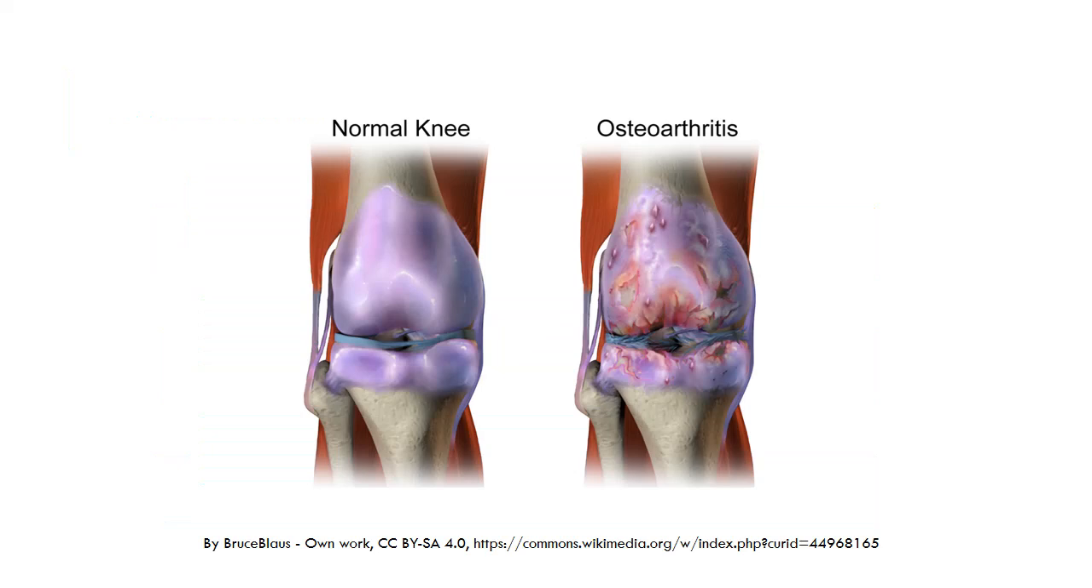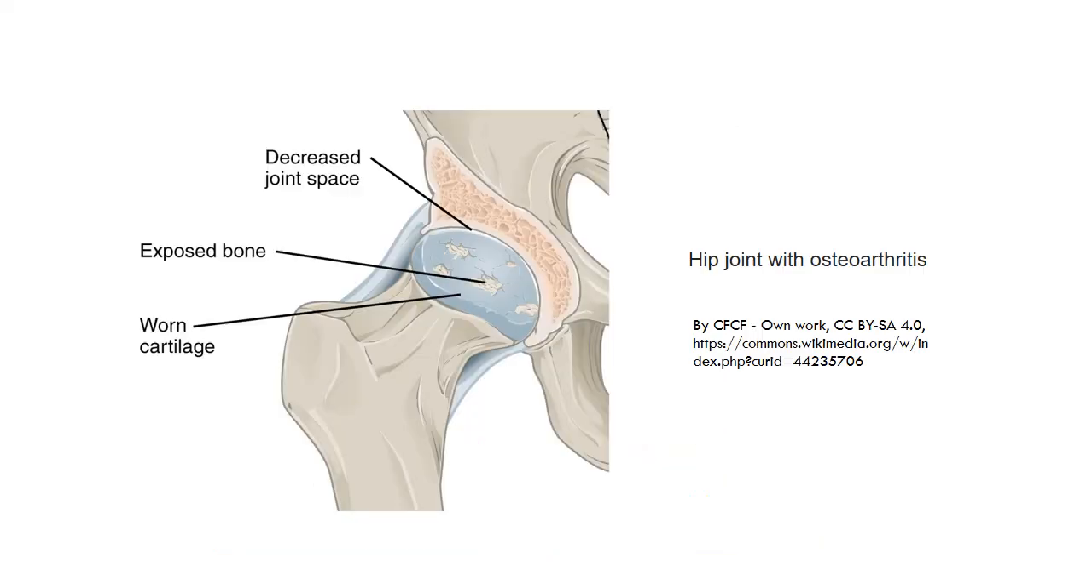In this slide, you can see an illustration of a normal knee joint versus a joint with osteoarthritic changes. The joint is inflamed, the surface is eroded and exposed, with distorted and decreased joint space. Here, an affected hip joint is illustrated with reduced joint space. The cartilage covering the head of the femur is damaged and hence the bone underneath is exposed.